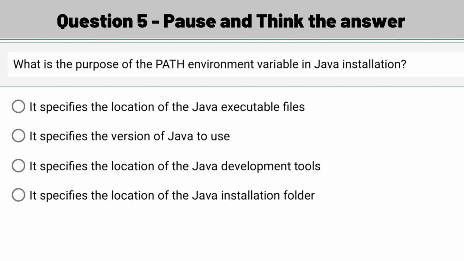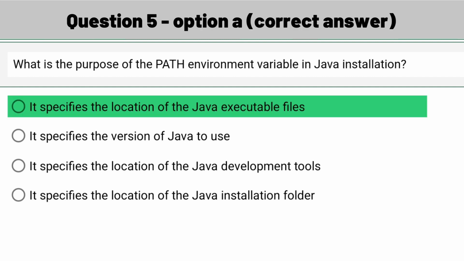Next question, what is the purpose of the path environment variable in Java installation? Option A, it specifies the location of the Java executable files. B, it specifies the version of Java to use. C, it specifies the location of the Java development tools. D, it specifies the location of the Java installation folder. The correct answer is option A, it specifies the location of the Java executable files.